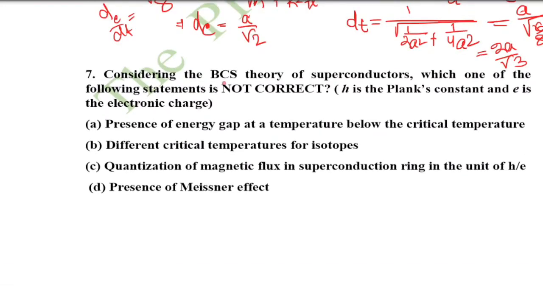Next, considering the BCS theory of superconductors, which one of the following statements is not correct? Okay. So presence of energy gap at a temperature below the critical temperature, different critical temperatures for isotope, quantization of magnetic flux in superconducting ring in the unit of h by e. But we know this is in the unit of h by 2e. Okay, so this statement is not correct. So C is your correct option.